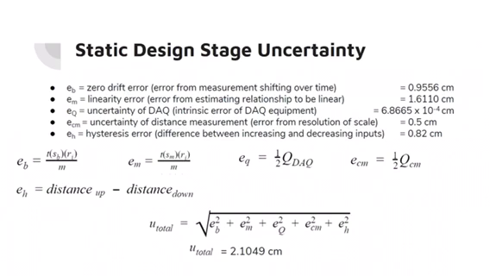Static design stage uncertainty. There are 5 different kinds of errors present in this experiment. Each of the 5 is shown in the bullet points below and has its own respective value. The total error, or uncertainty, was calculated using the final equation for a value of 2.1049.